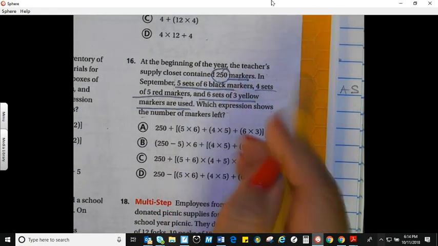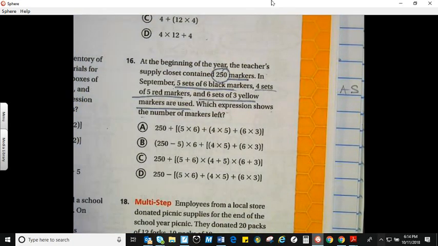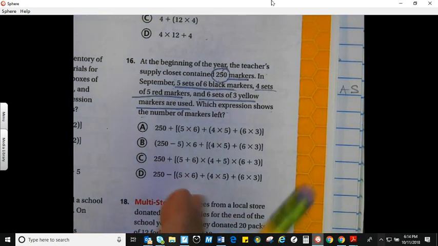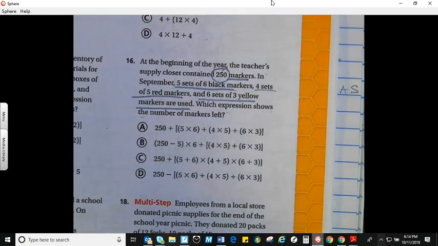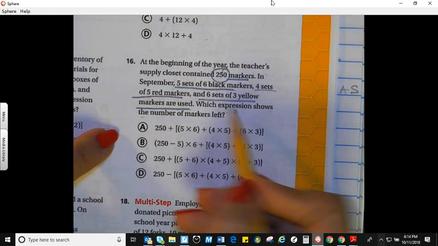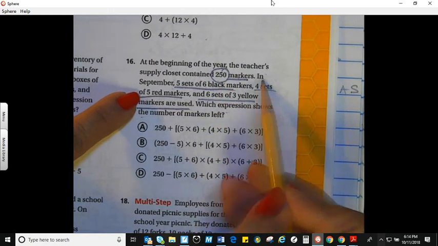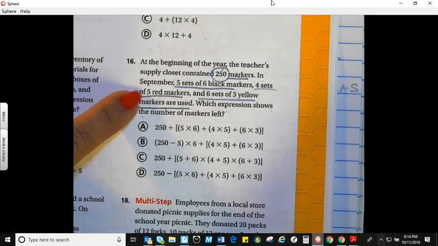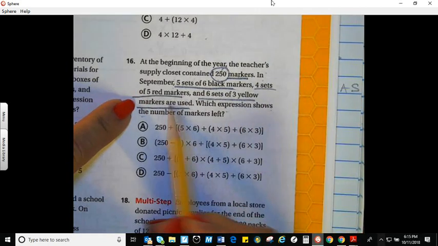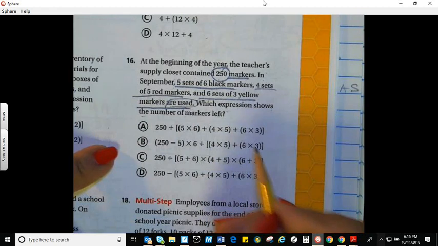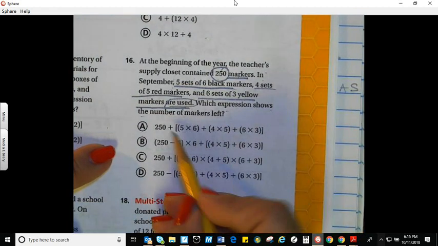Now remember, when I start to use, what operation am I going to use? So when I start off with a total, then I start using it. So if I have 6 candy bars and I eat one, what operation are you using? Yeah, you're going to use subtraction, right? So it's the same concept. I have 250 markers. Here I'm using these sets here, because here's the word, are used. So I'll use subtraction.